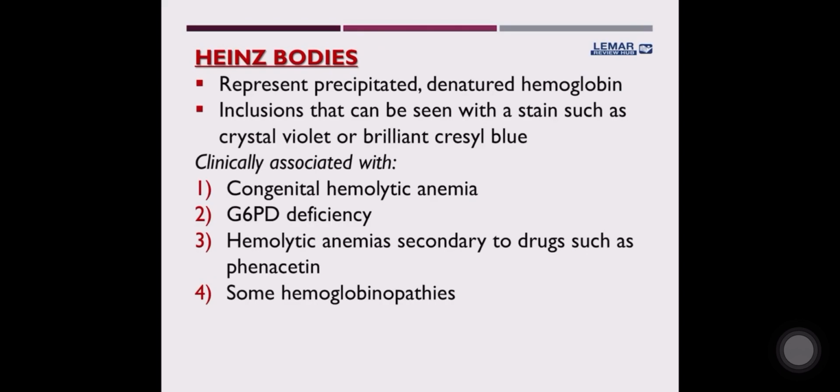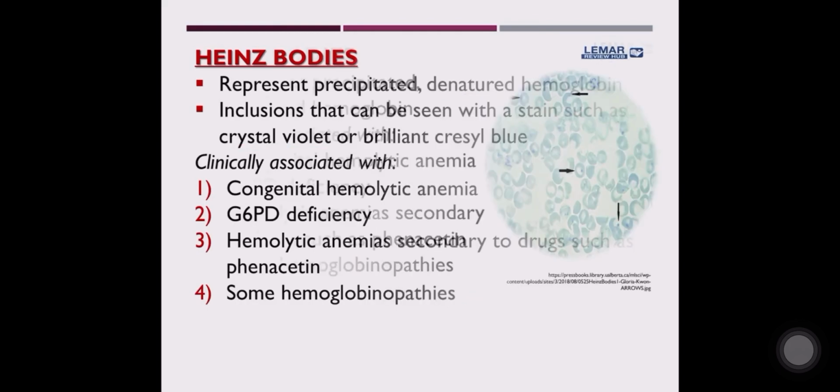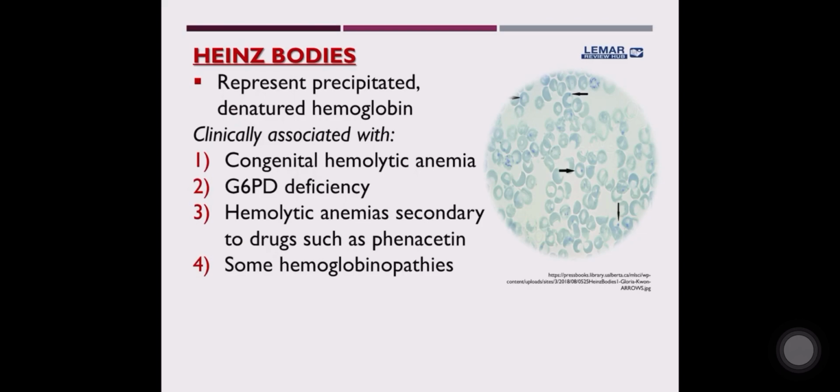Heinz bodies. Now, this inclusion consists of denatured hemoglobin. They are not visible sa routine staining. They are only seen with a supravital stain such as crystal violet or brilliant cresyl blue. Itong mga inclusion na ito are most characteristic of G6PD deficiency but can be seen in congenital hemolytic anemia secondary to drug such as phenacetin, and in some hemoglobinopathies. Again, they are only visible with the use of a supravital stain.